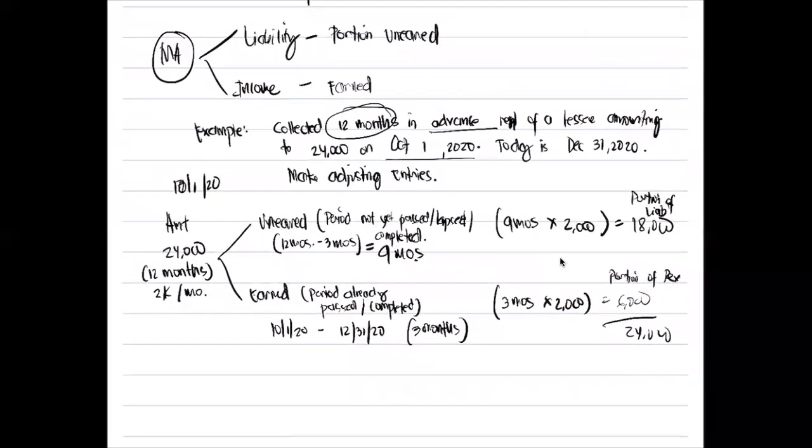Okay, so balikan natin yung kanina. Sabi natin, the mixed account is composed of liability and income. The liability is the portion unearned and the income is the portion earned. So here in our example, we collected 12 months in advance worth 24,000. The portion earned is 3 months, October 1 to December 31, 2020. And then the portion unearned is equal to 12 months less 3 months. So we have 9 months. So 9 months times 2,000 is equal to 18,000.